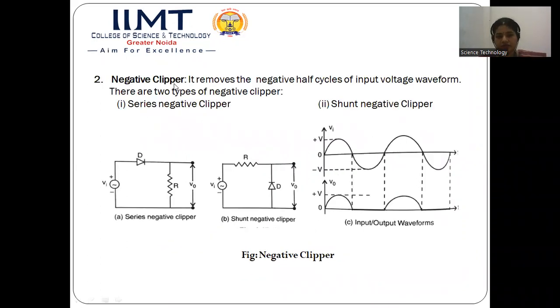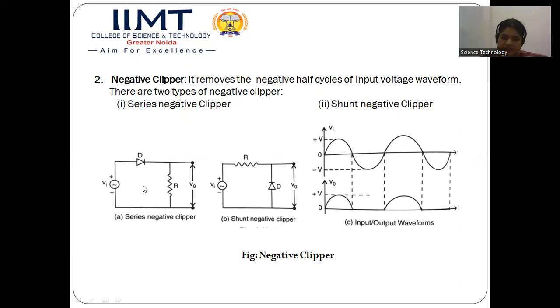Next is the negative clipper circuit. Again, on the same lines as the positive clipper circuit, which removes the positive half of the input cycle, the negative clipper removes the negative half of the input voltage waveform. It is just like what we have already studied in the half wave rectifier. The input and output waves of the half wave rectifier are just like this. So again, as we have divided the positive clipper, the negative clipper can also be divided into two types. One is a series negative clipper, another is a shunt negative clipper. First of all, we'll study the series negative clipper.